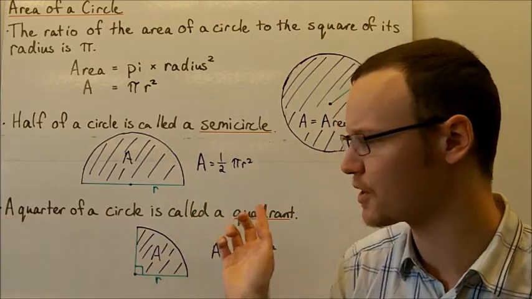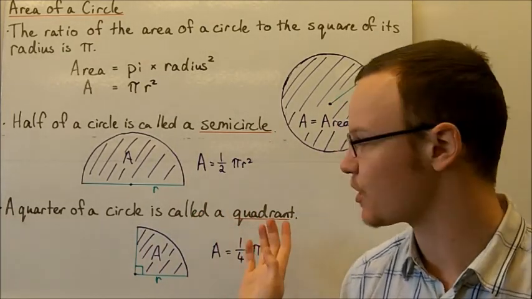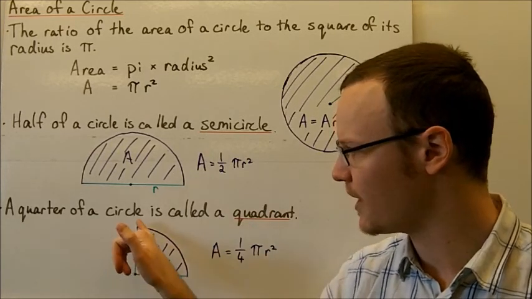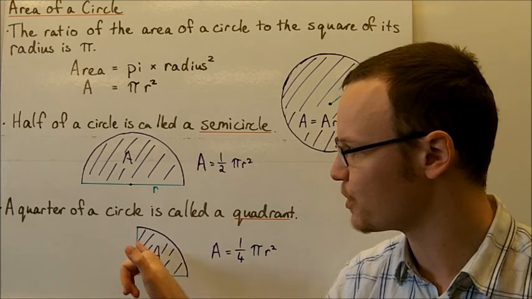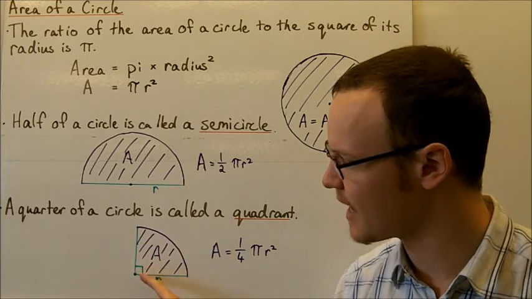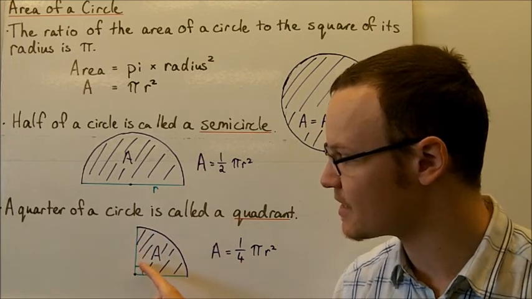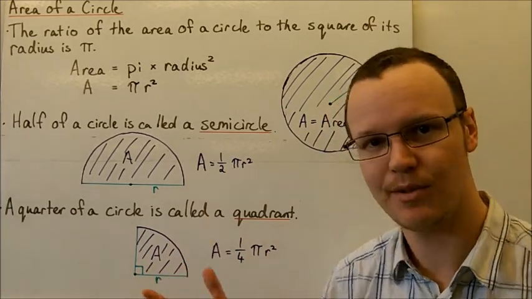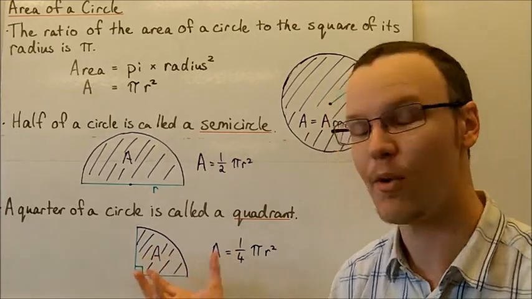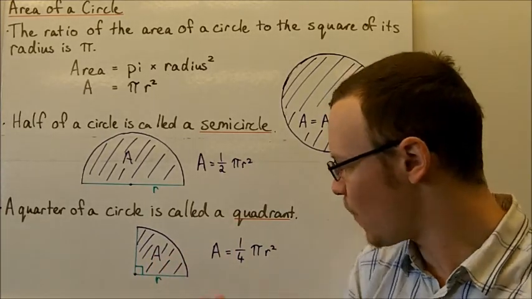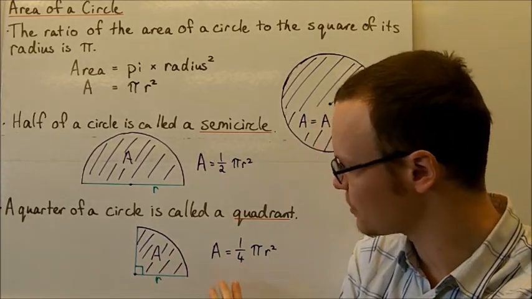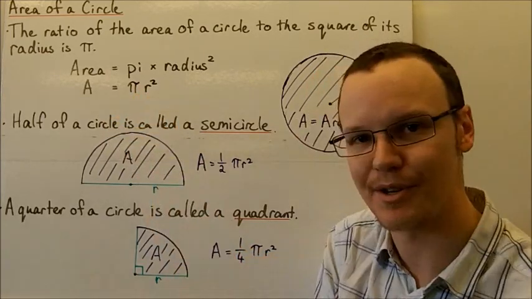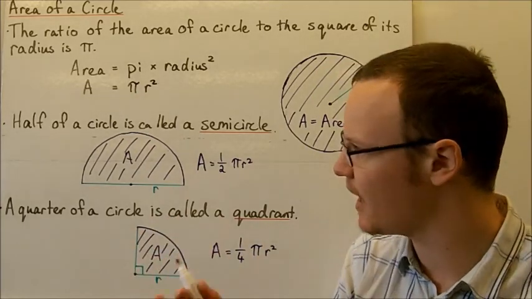A quarter of a circle is called a quadrant. Quad meaning 4, we cut it up into four parts. And so we've got 1/4 of a circle here. You'll notice that the angle made for the circle is 90 degrees. Because we've got 1/4 of a circle, once again, not surprisingly, we've got 1/4 of the area. So 1/4 of the area of the whole circle, 1/4 multiplied by pi r squared, the area of a whole circle. And we can do this for any part of the circle.